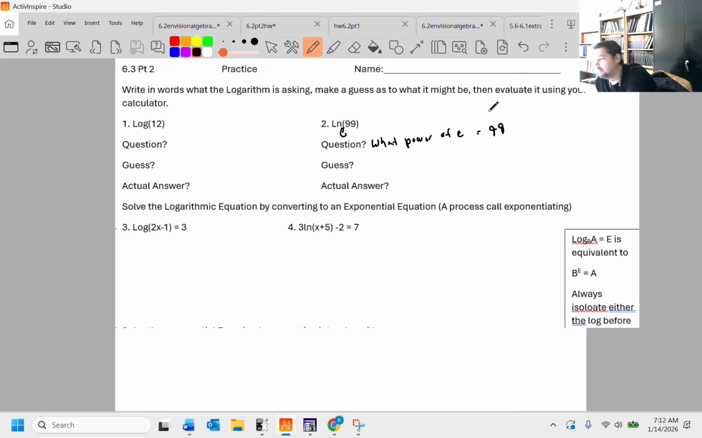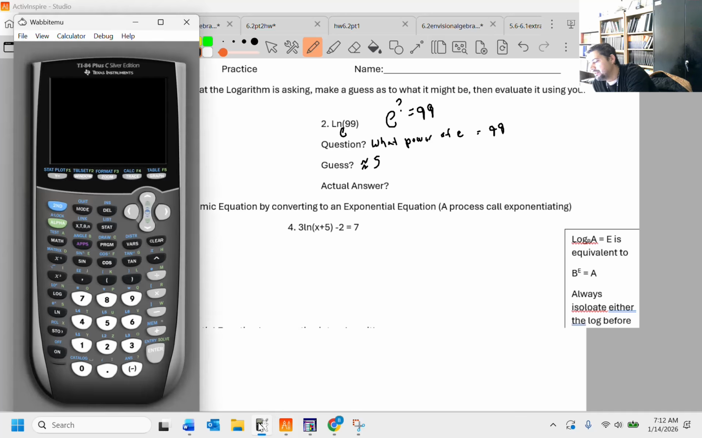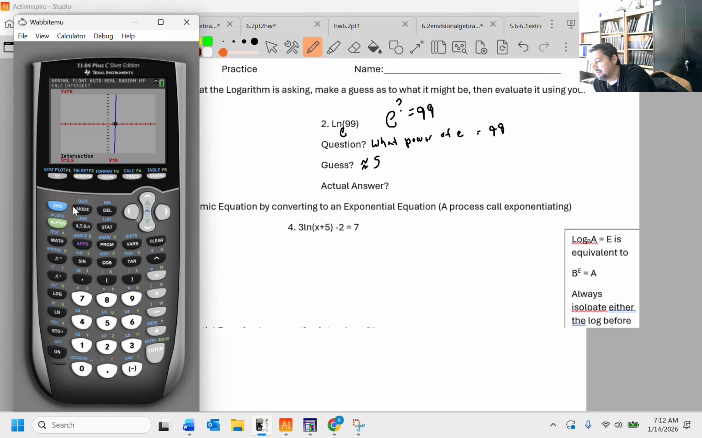So e to what power? If you like algebraic expressions, e to what power is 99? Man, I don't even have a good guess. e is a little close to 3, but it's pretty far off. I know that 3 cubed is 27, 3 to the 4th is 81, 3 to the 5th is 243, and e's like 2.7, so I'm going to guess that it's close to 5, because e's a little less than 3. It's 2.72 roughly.